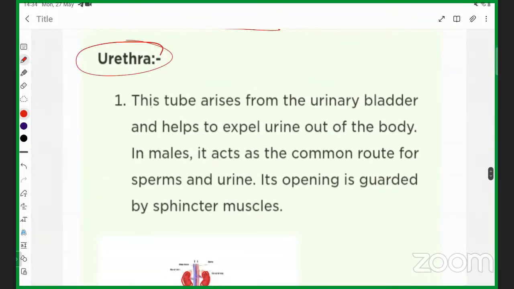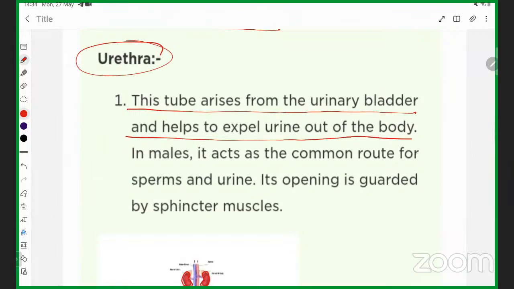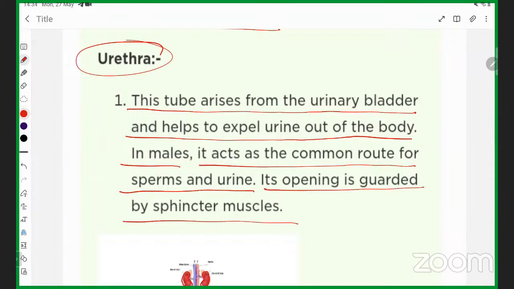Now the next one is the urethra. This tube arises from the urinary bladder and helps to expel the urine out from the body in males. It acts as a common route for the sperm and urine. Its opening is guarded by a sphincter muscle, student. So this is all about the answer. The urethra is the tube that arises from the urinary bladder and helps to expel urine out of the body.